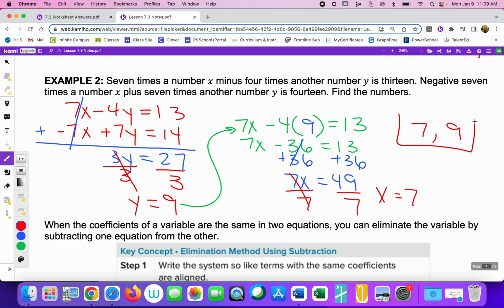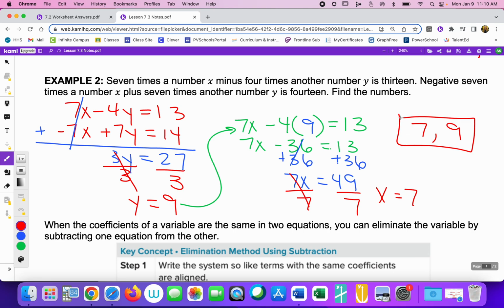So the two numbers, if it says find the numbers, technically the order you write them in doesn't matter, but if you want to keep your x, y order, you don't need the parentheses, but 7 and 9 would be the two numbers. Again, just a good rule of thumb, plug 7 in for both the x's, 9 in for both y's, make sure this side comes out to 13 and this side comes out to 14. Just as good practice.